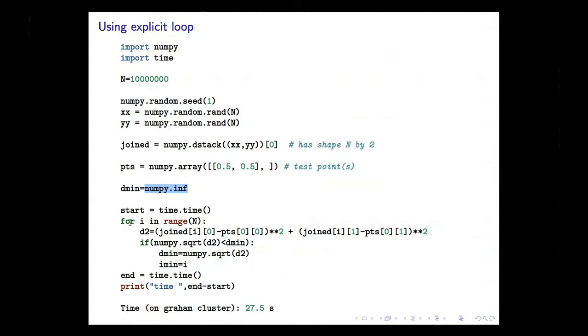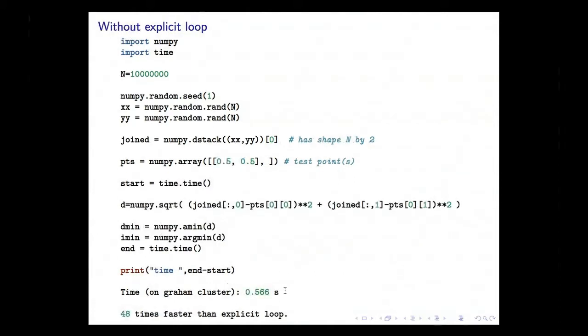So I have a loop, and after I traverse through the loop, I will indeed find the point in the joined array which is closest to this one. And when I do this on the gram cluster, it takes 27.5 seconds.